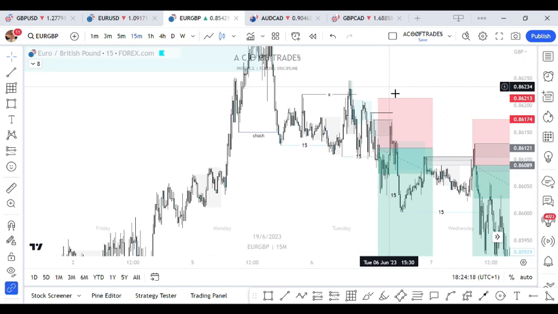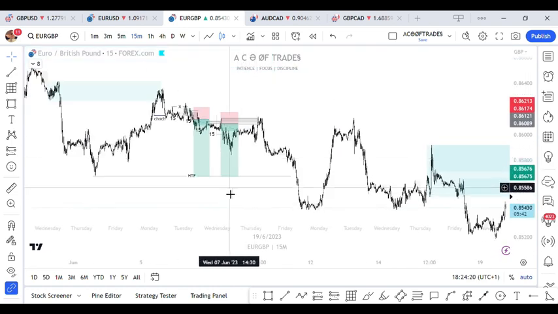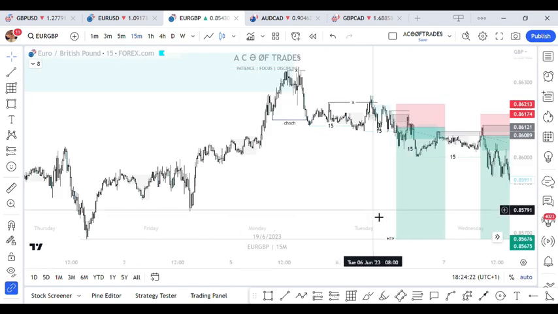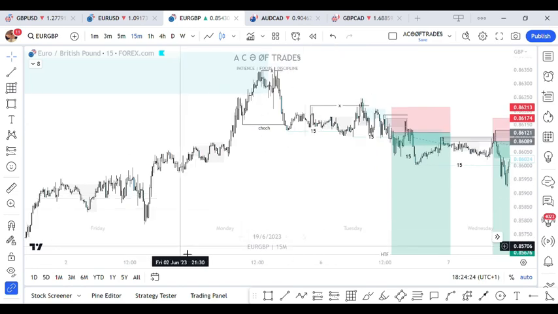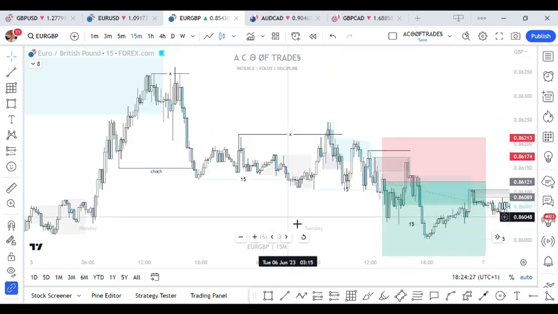Target for this, as we're trading off 4-hour bias, is to be the 4-hour low. So the 4-hour low is our initial target.